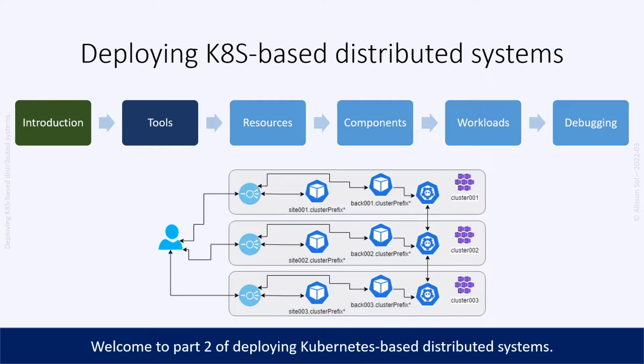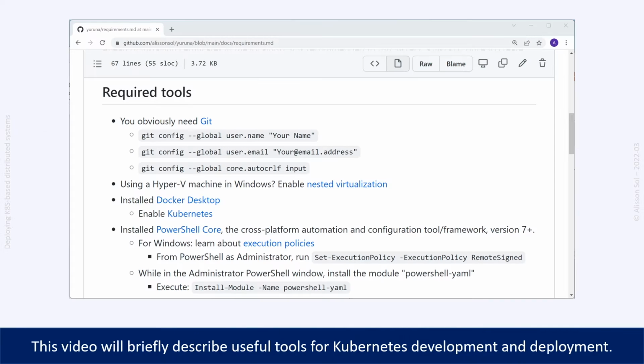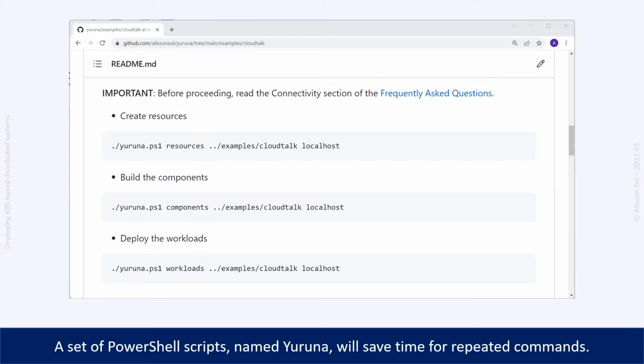Welcome to part 2 of deploying Kubernetes-based distributed systems. This video will briefly describe useful tools for Kubernetes development and deployment. A set of PowerShell scripts, named Yuruna, will save time for repeated commands.